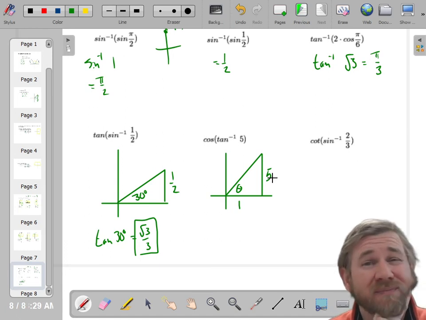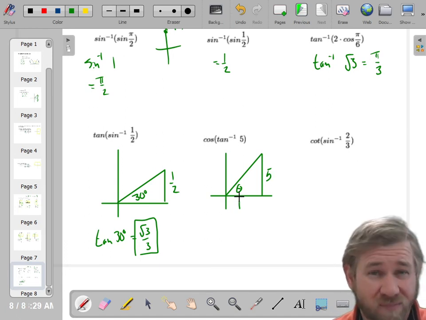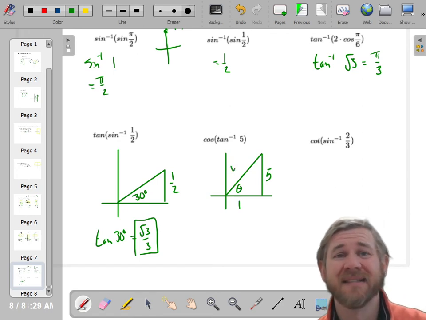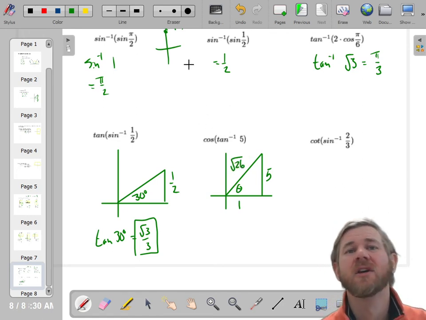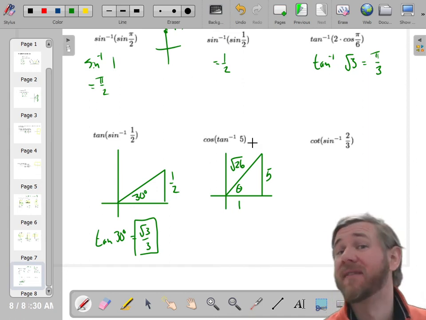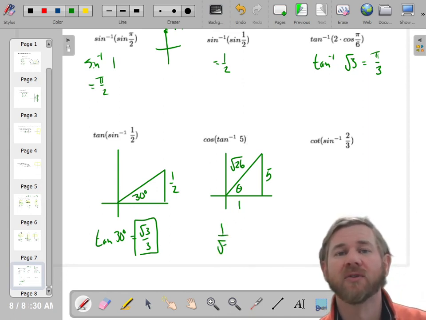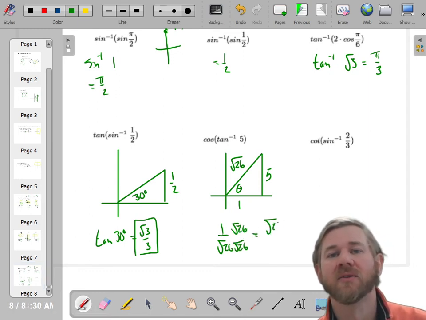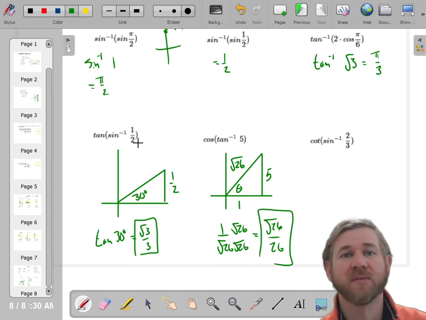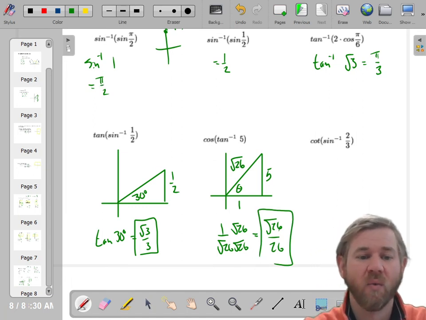5 squared, 25, plus 1 squared, 1. 25 plus 1 is 26. That means this is radical 26. So now, I want the cosine of that angle. The cosine of that angle will be 1 over radical 26, which when you rationalize will be radical 26 over 26. That's pretty funky. That's a weird answer.